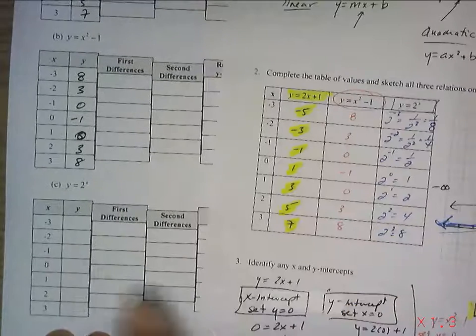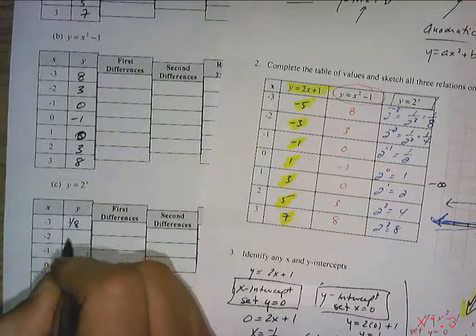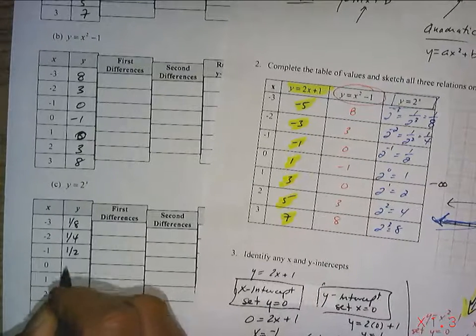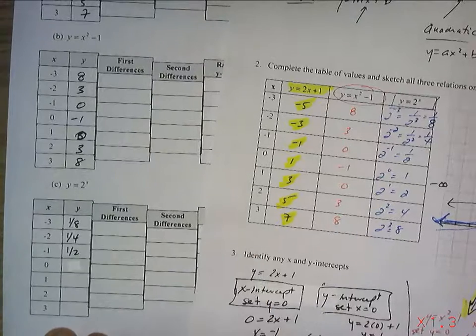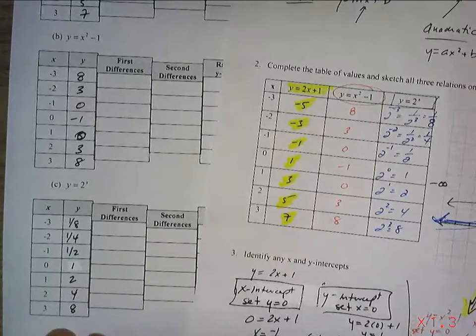And for the exponential, it should be 1/8, 1/4, 1/2, no, silly me, 1, 2, 4, and 8. Okay, so let's find the first differences.